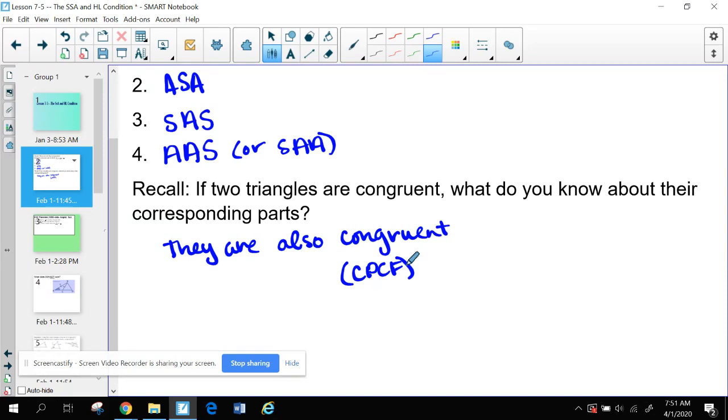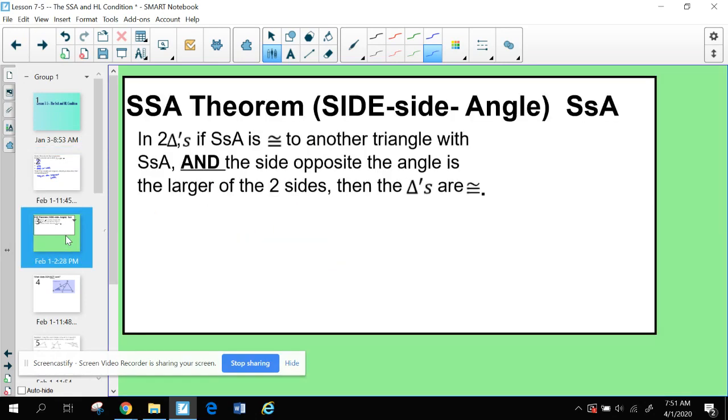All right, today we really only focus on one more theorem, and it has its own section because it is very specific on what you need. So this here is our side-side angle theorem. We did introduce this a little bit in 7.2 and 7.3, but this is where we really get into the specifics of it.